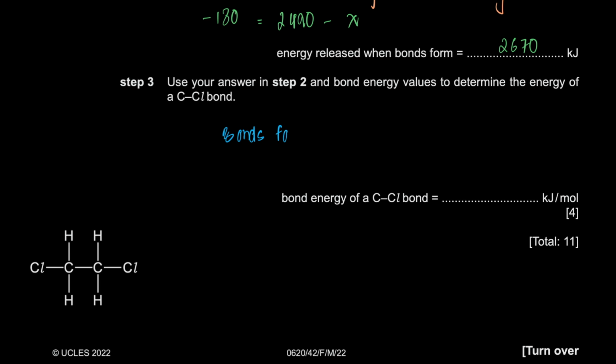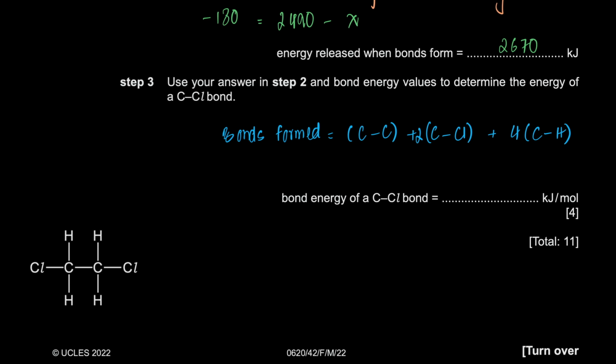Bonds formed, bonds formed. I should have given myself more room. There is one carbon-carbon single bond, one carbon-chlorine bond, actually two of them, right? They're on each side, plus 4 carbon-hydrogen bonds. And it's just math from here.